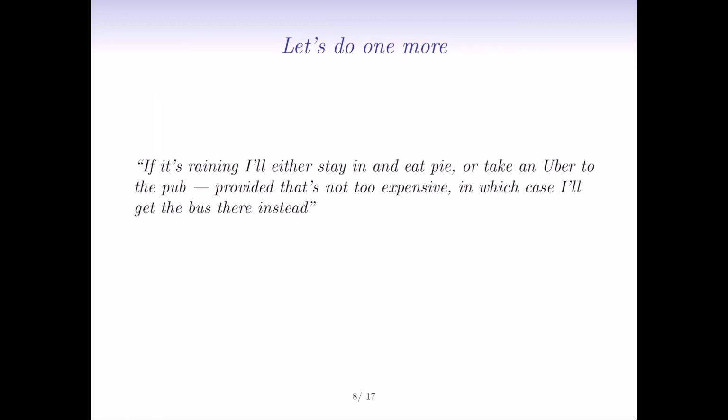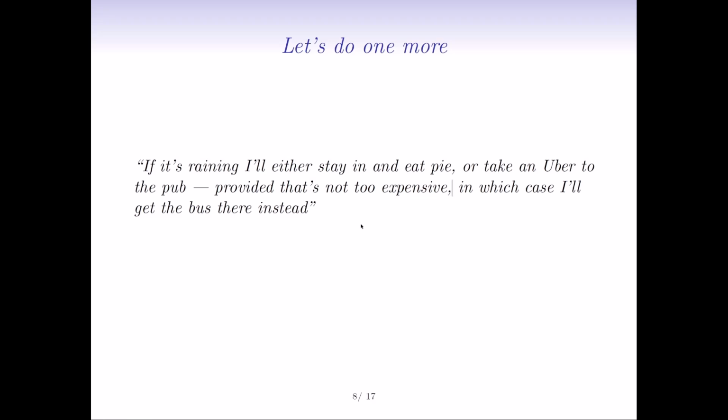Okay, let's even do one more. So here's a complicated sentence. If it's raining, I'll either stay in and eat pie, or take an Uber to the pub, provided that's not too expensive, in which case I'll get the bus there instead. So what are the propositions here? Well, the propositions include it's raining, I'll stay in, I'll eat pie, I'll take an Uber to the pub, or I'll get the bus to the pub, and there's also the Uber is too expensive.